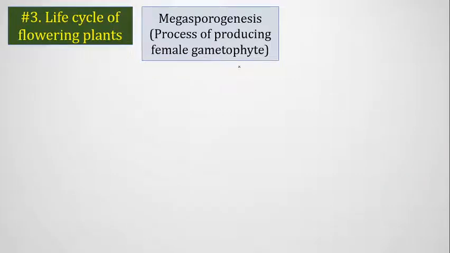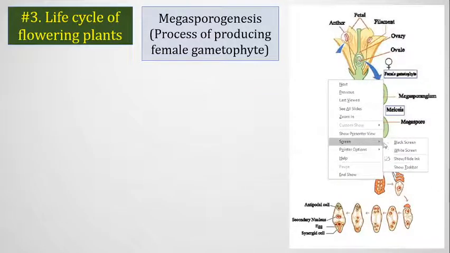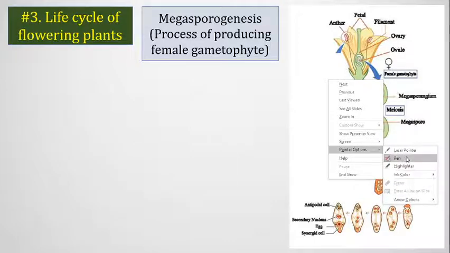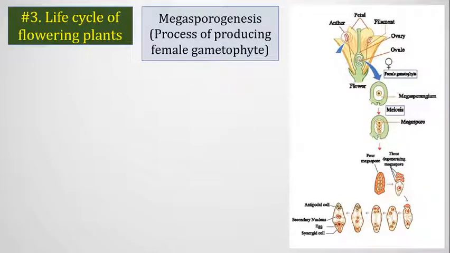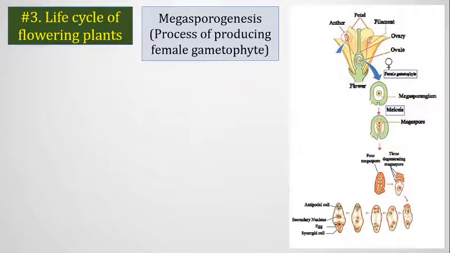That means the production of megaspore, the process of producing the female gametophyte. We observe this figure. I have also merged two separate figures together to make this, and this figure shows how megaspores are produced inside the ovule, and then how the ovule undergoes some change to produce the ovum and secondary nucleus.